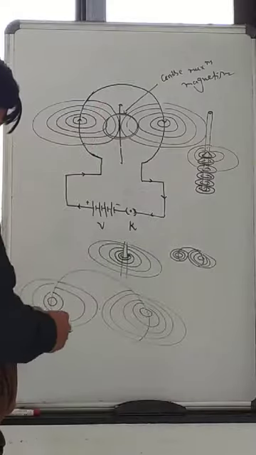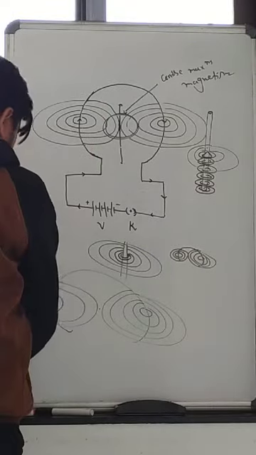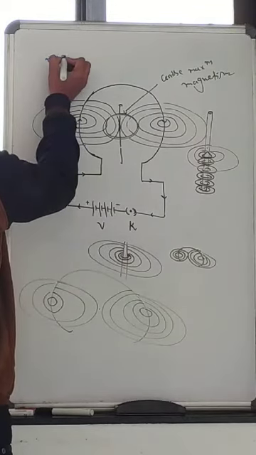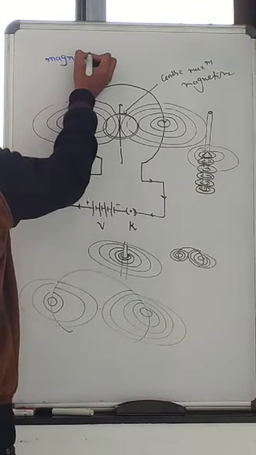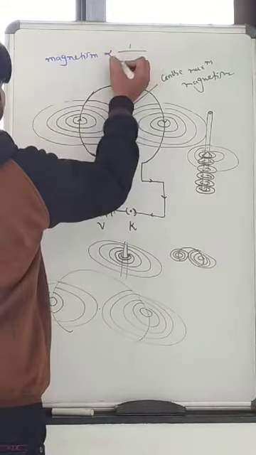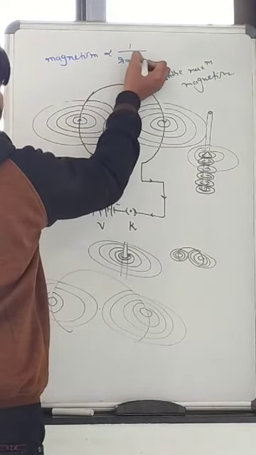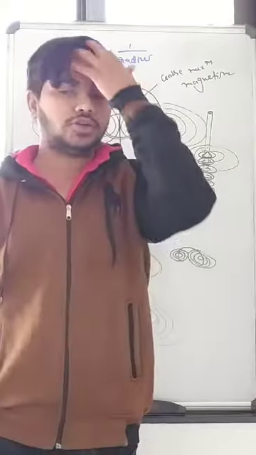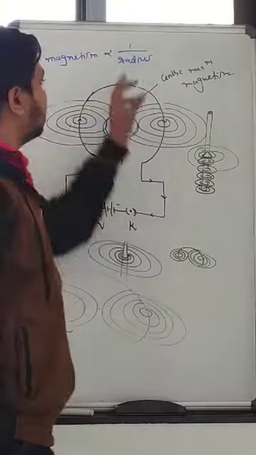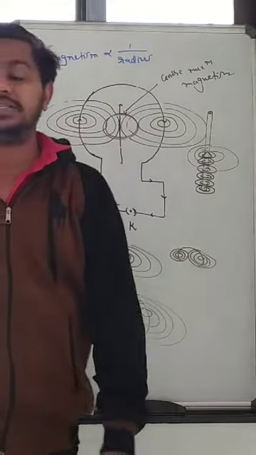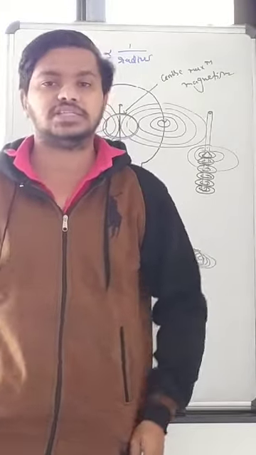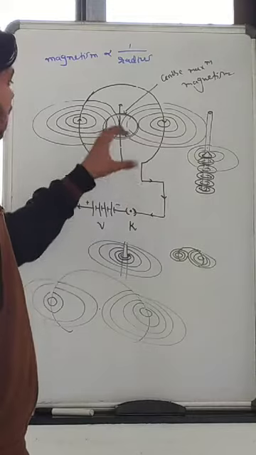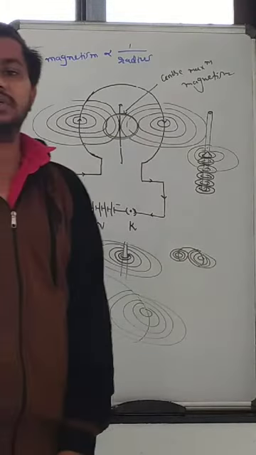So you can say that the magnetism is inversely proportional to the radius of the loop. So if the radius decreases, the magnetism increases, and if the radius increases, the magnetism decreases, which can be said by this one.